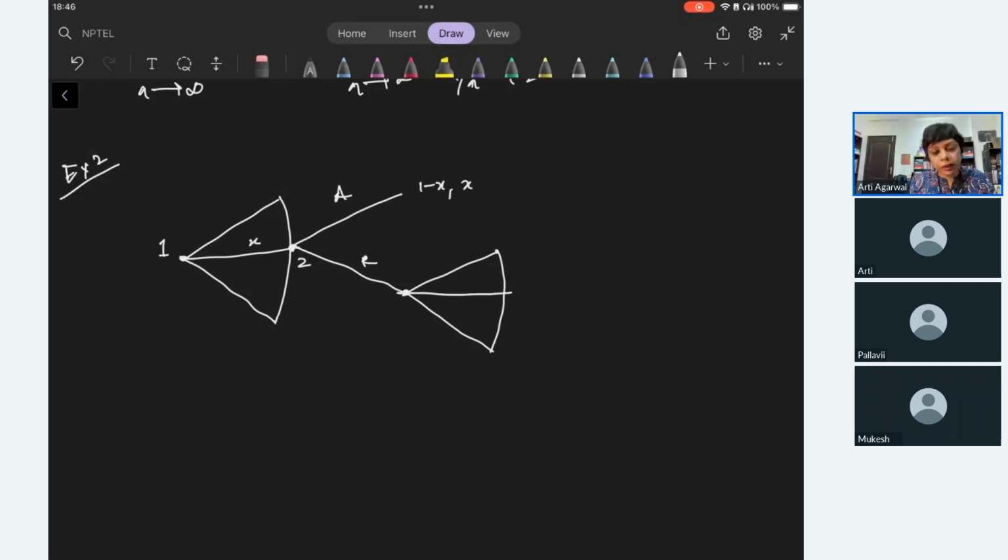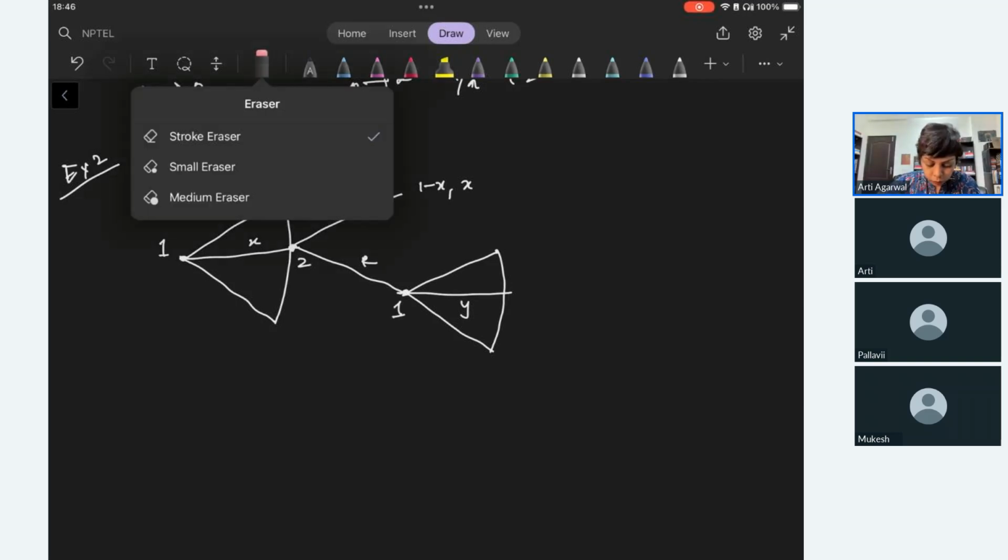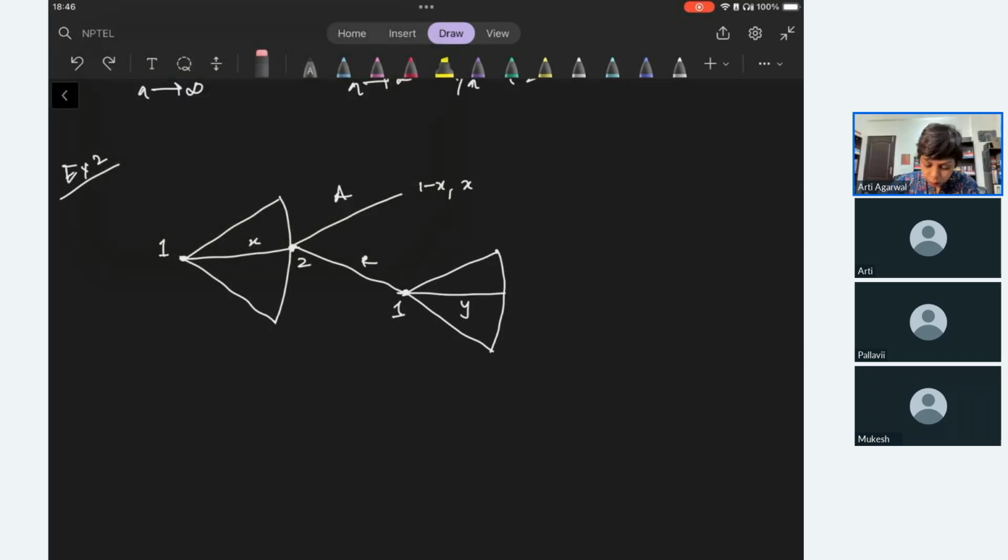He offers Y this time. This is player 1. Player 1 is offering Y. And now player 2 again has the option to accept or reject. Let me write this in a different color. Now player 2 is going to accept or reject. So here the payoff is going to be, the offer is Y made by player 1, right? So he's getting 1 minus Y. Player 2 is getting Y.